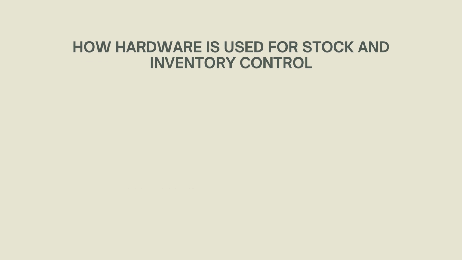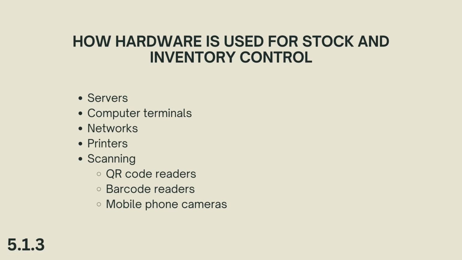Concept 3. How hardware is used for stock and inventory control. As we learned in the previous section, while software is crucial for automated stock and inventory control, it can't function without the appropriate hardware. Let's explore the essential hardware components that make these systems work. First and foremost, we have servers. These powerful computers are the backbone of any digital inventory system. They can be on-premises or, as we'll discuss later, hosted in the cloud.